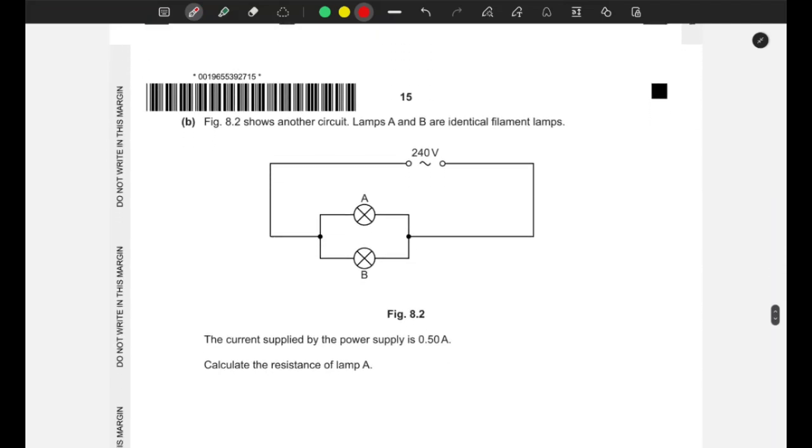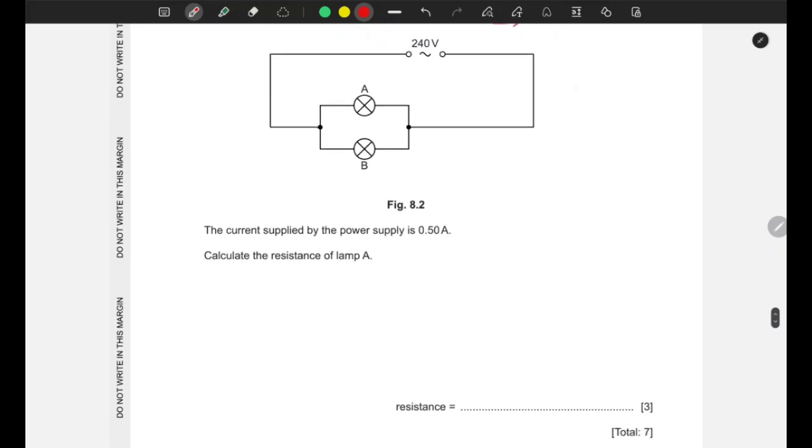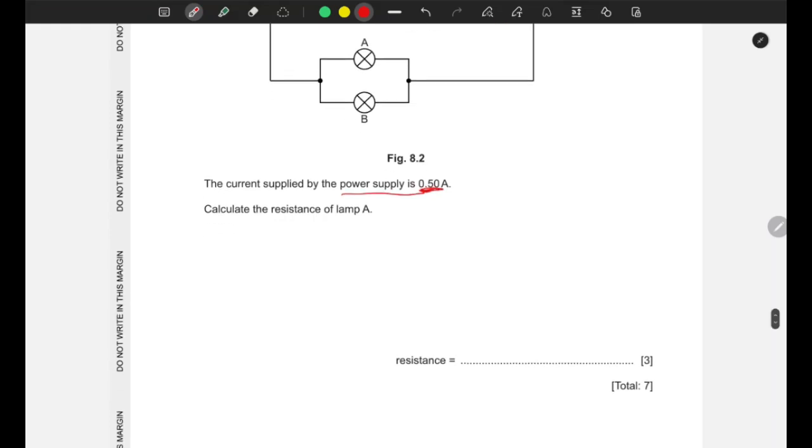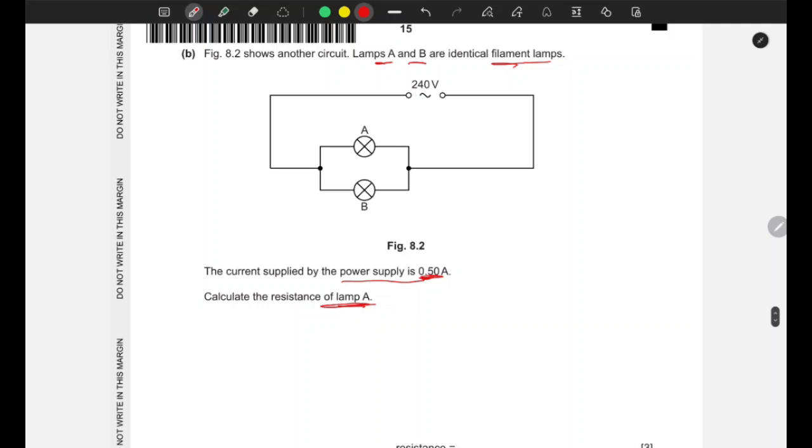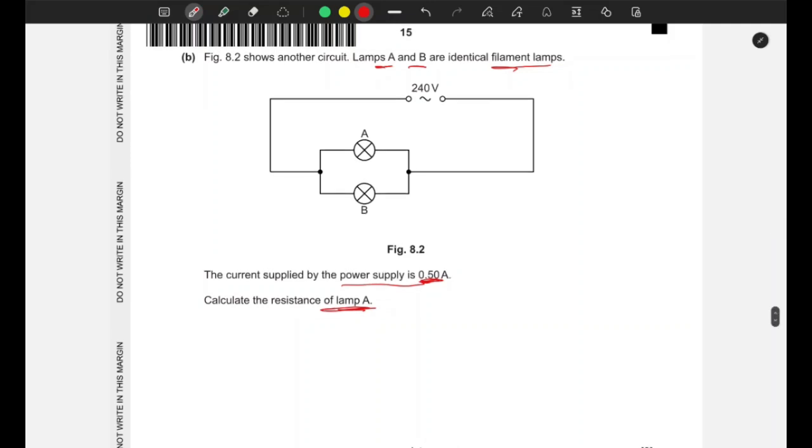Part B. Figure 8.2 shows another circuit. Lamps A and B are identical filament lamps. The current supplied by the power supply is 0.5 amps. Calculate the resistance of lamp A. Okay. Now we know the lamps are identical, so once we find the total resistance, we can find the resistance of the lamp.